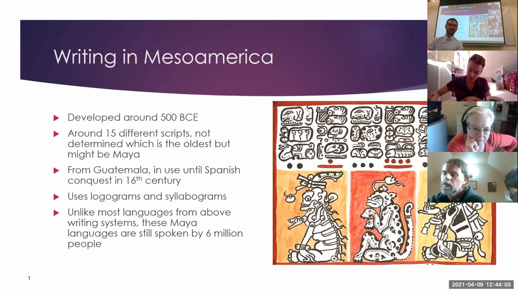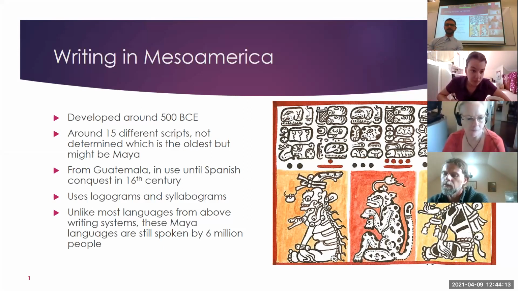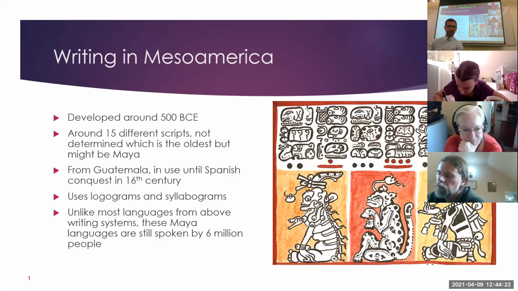So then writing in Mesoamerica developed around 500 BCE. From what I saw when researching this, there are about 15 different scripts, and there isn't really a consensus on which one is the oldest, the original, but they think it's probably Maya, so that's one I included here. Maya is from Guatemala, and it was in use until the Spanish conquest in the 16th century. It uses logograms and syllabograms.